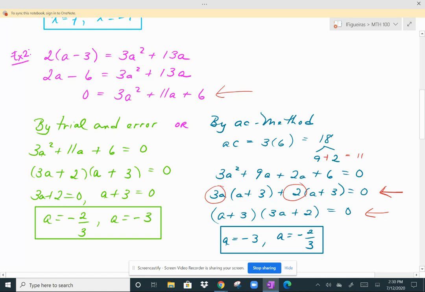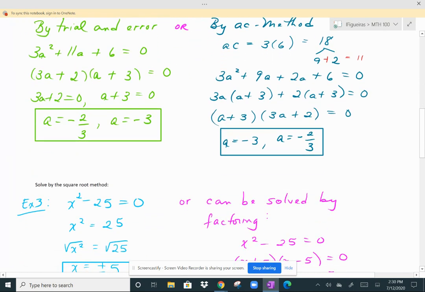So again, that leaves me with the same two factors that I got with trial and error. They're just written in a different order, but it results in the same solutions, negative 3 and negative 2/3. And you should get the same answers regardless of the method that you use.